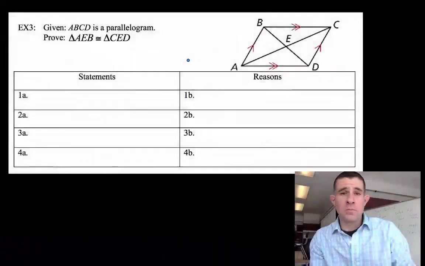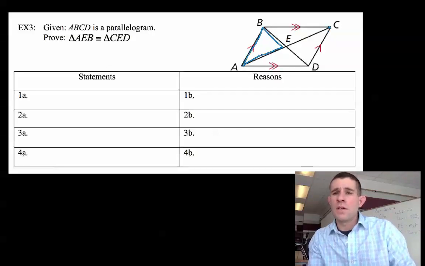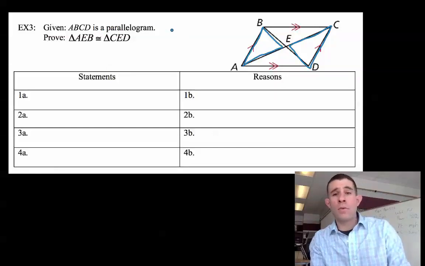Alright, our final example asks us to make a proof that triangle AEB, that's this triangle here in blue, is going to be congruent to triangle CED, which is my other blue triangle facing it. Alright, we know that ABCD is a parallelogram, and therefore all of the properties apply. So let's start by listing our given.